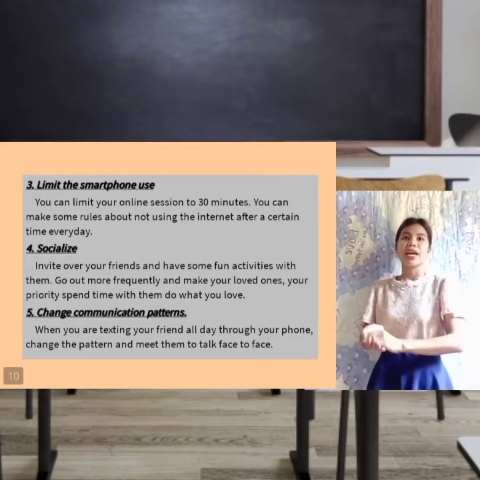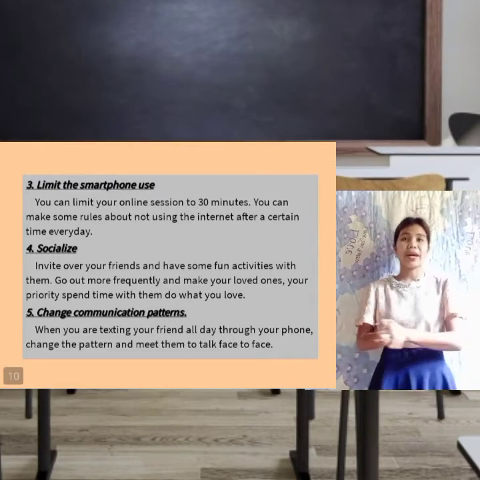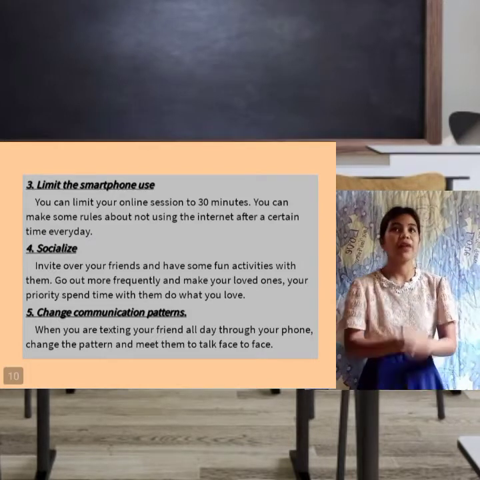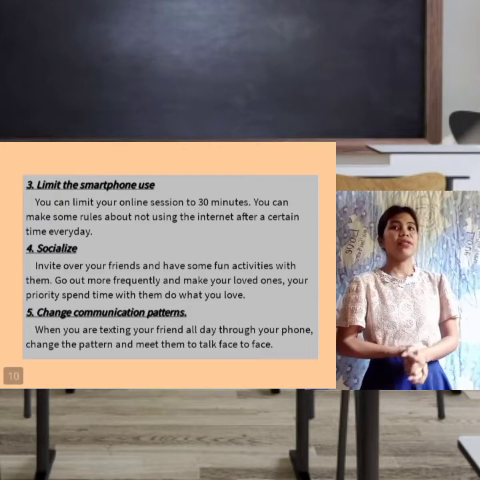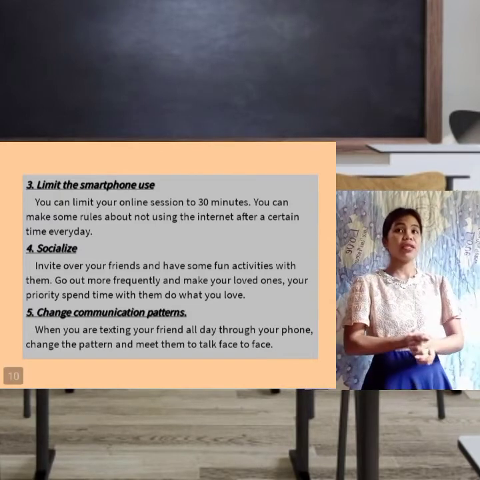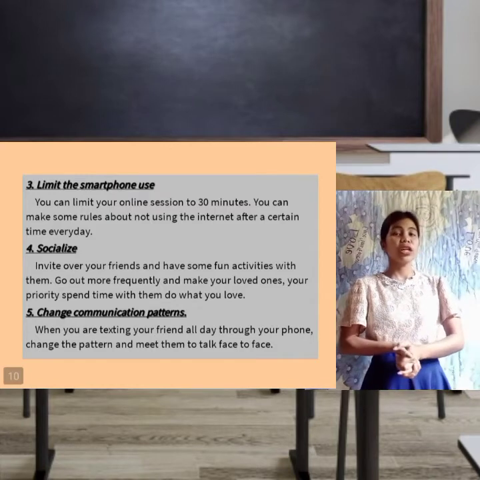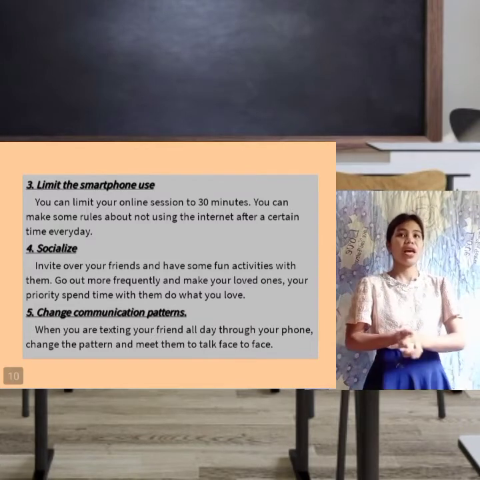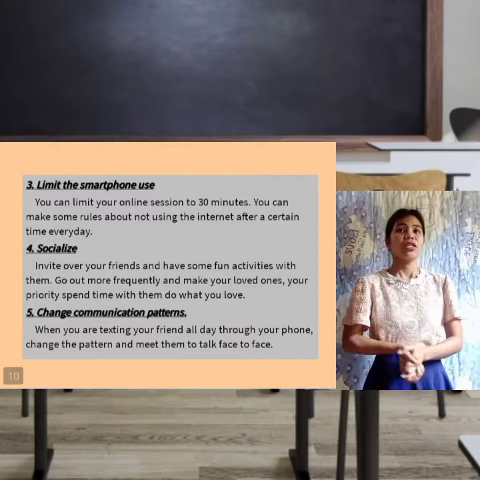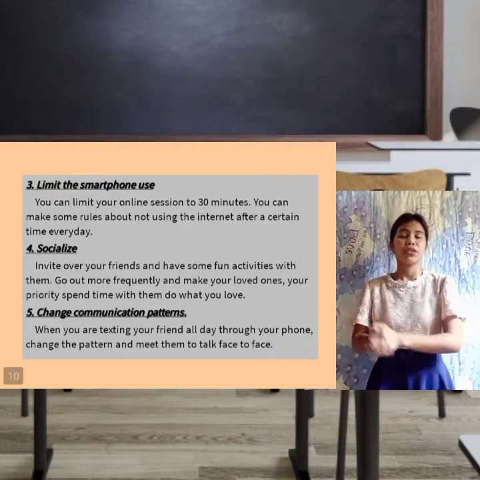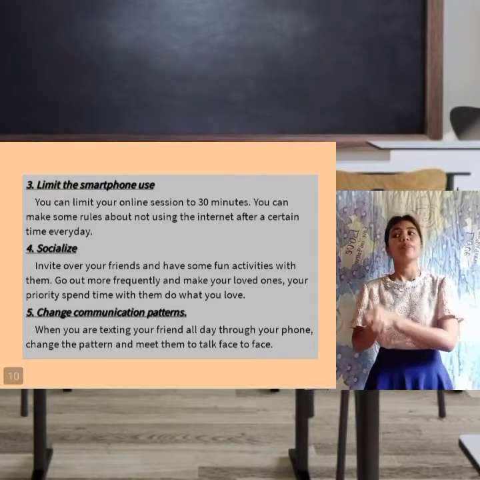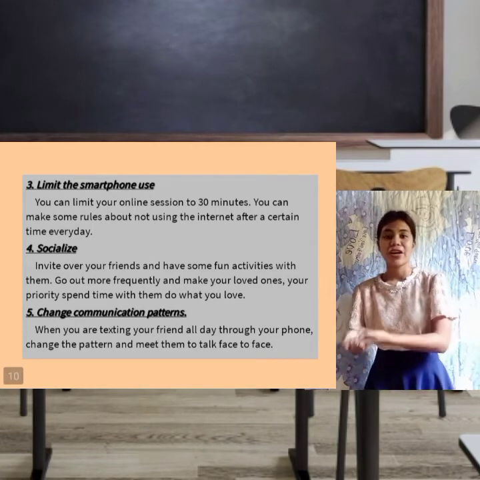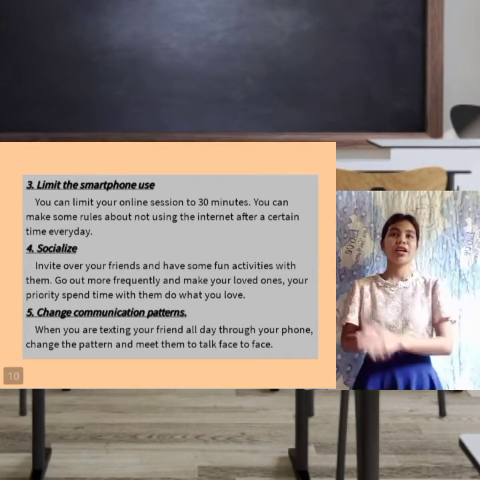So the next one, class, is change communication pattern. So who can read? Okay, Brenda, you can read. Okay, thank you, Brenda. So communication patterns. When you are texting your friends all day through your phone, change the pattern and talk to them directly, face to face. In the same way, if you are addicted to online classes or online games, you can replace them with outdoor games like playing football, volleyball, or dancing Zumba with your family or friends.